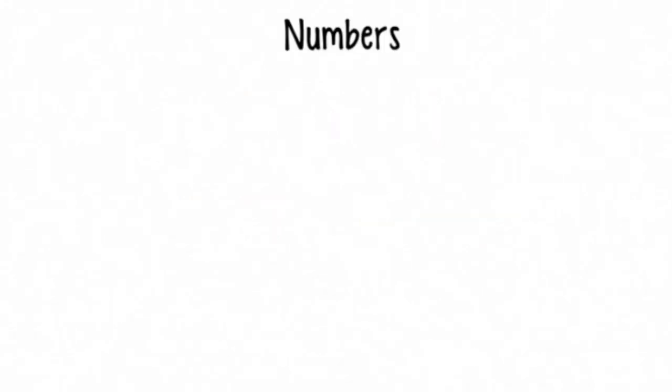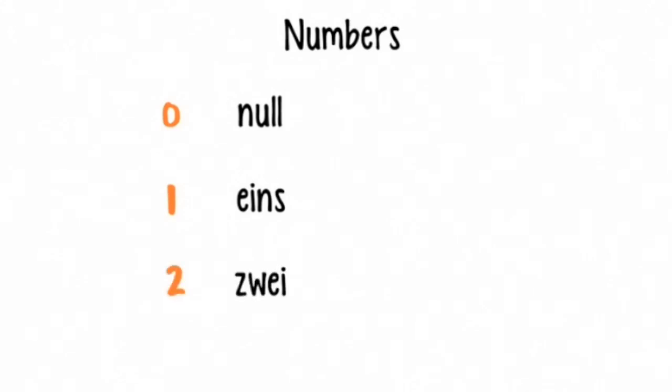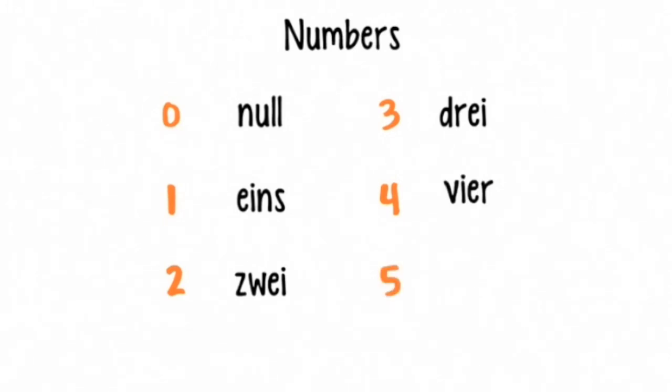This was lesson pronunciation. Let's start with 0. In German we say null, 1, eins, 2, zwei, 3, drei, 4, vier, and 5, fünf. 0, 1, 2, 3, 4, 5.